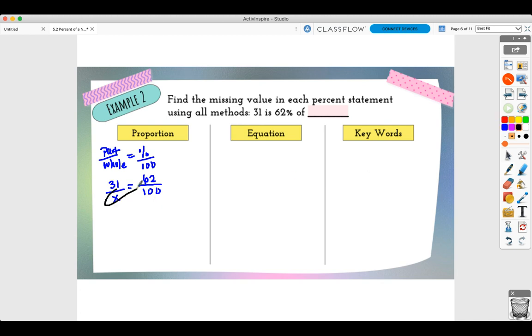You're going to cross multiply. Maybe I should use different colors. Let's do that. Let's use the ugly green. So 62x is equal to 3,100. And again, you can use calculator if you want. Divide by 62. So x is going to equal, let's see what our whole is in this. 3,100 divided by 62 is 50.